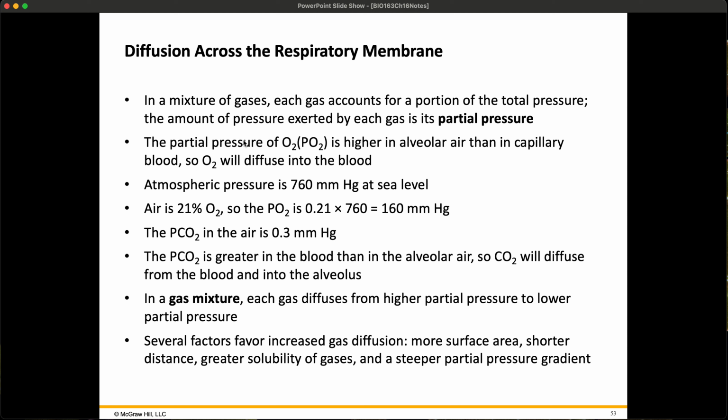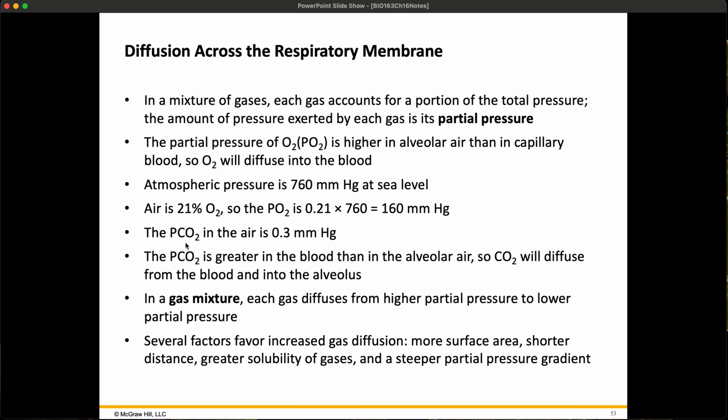So partial pressures are really what drive this process of diffusion. Partial pressure of oxygen is always higher in alveolar air than in capillary blood, so oxygen diffuses into the blood. There are some nice numbers here looking at different pressures. Atmospheric pressure is 760 millimeters of mercury at sea level. Air is 21% oxygen, so the partial pressure of oxygen, which is what this P stands for, is 160 millimeters of mercury.